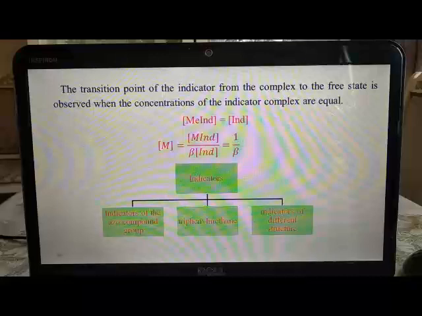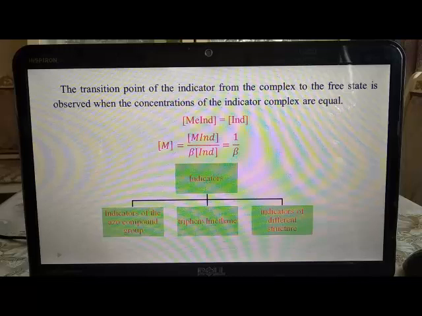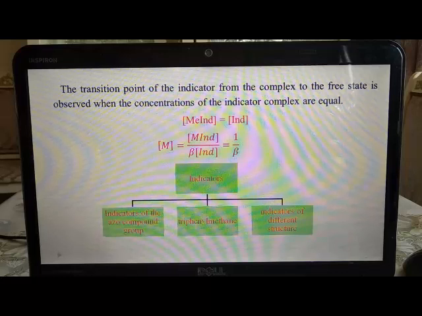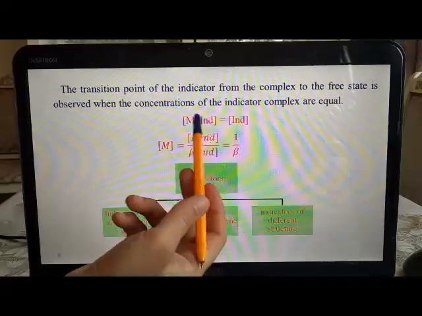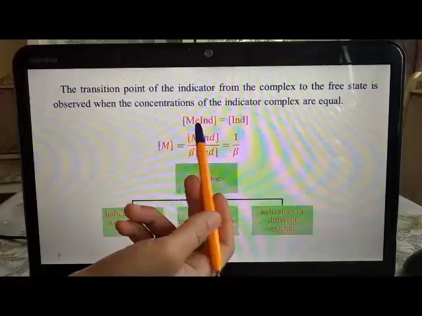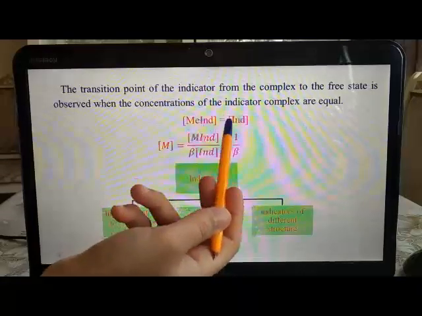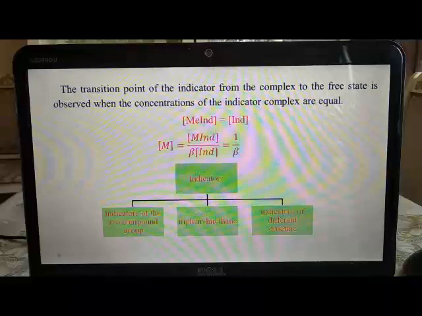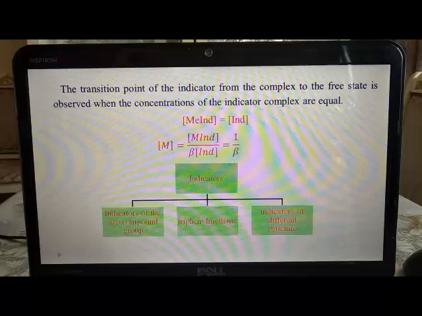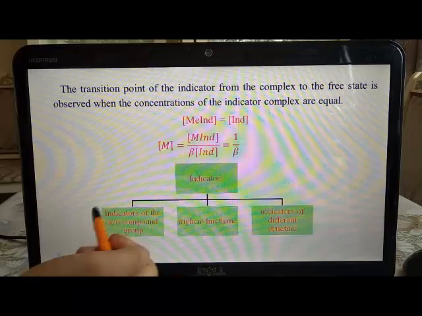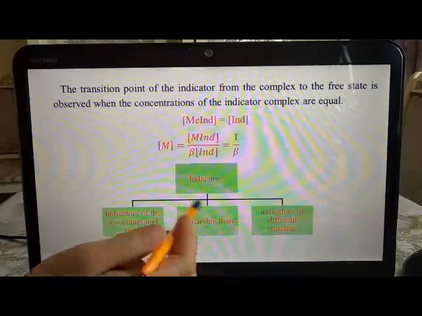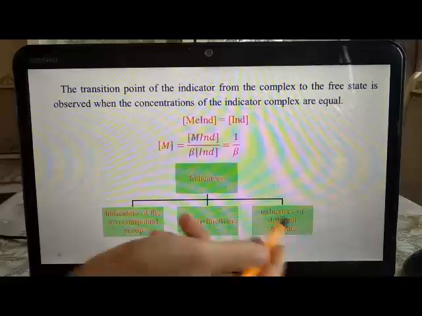The transition point of the indicator from the complex to the free state is observed when the concentrations of the free indicator and the indicator complex are equal. Indicators in complexometric titration are divided into three groups: indicators of the azo compound group, triphenylmethane indicators, and indicators of different structure.